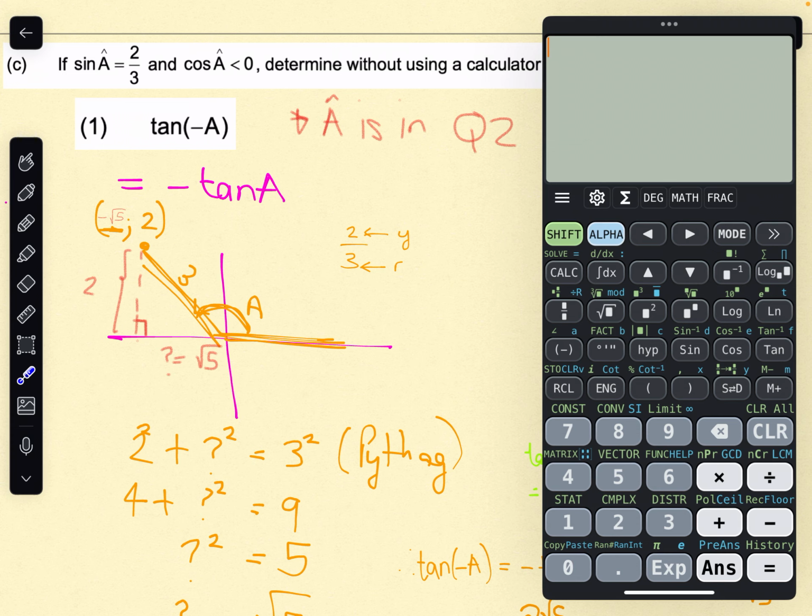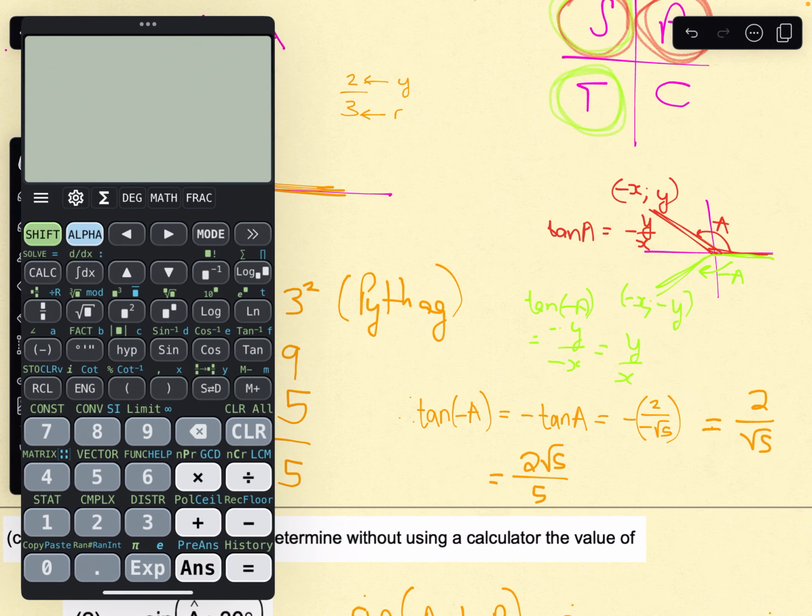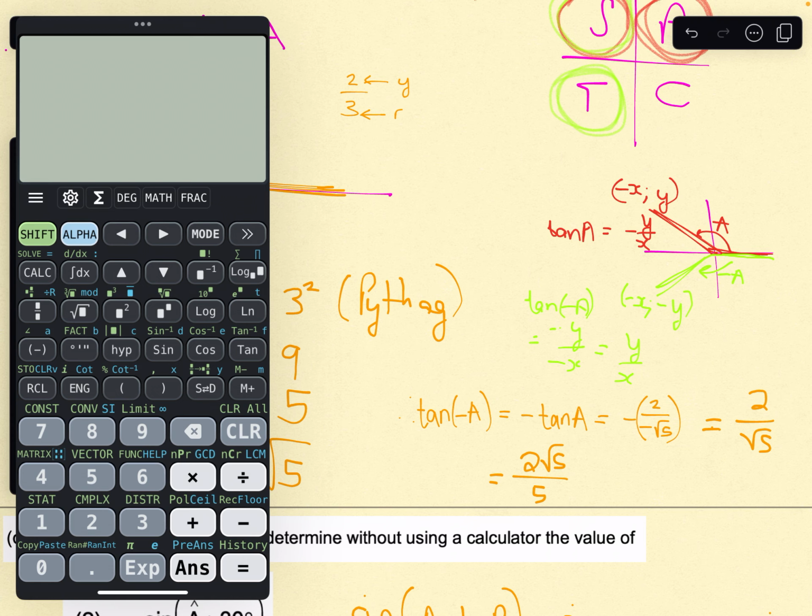Okay, so now the first thing is we want to know what is the value of tan of negative A, to which we have said we think the answer is 2 times the square root of 5 over 5. So let's see. Tan of negative A is 2 root 5 over 5.